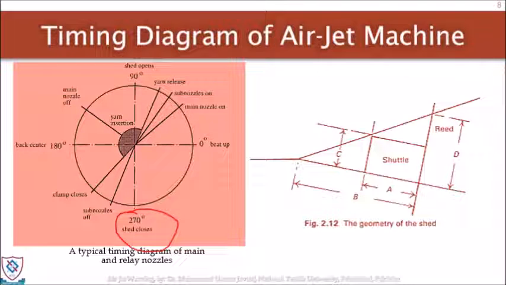Here, this confusion of the shed starting to open after the release of the weft, we can consider with the figure on the right. Here we see that the shuttle is too big, so we have to make a shed angle. This is the shed angle. We have seen this shed angle in the shed geometry portion.